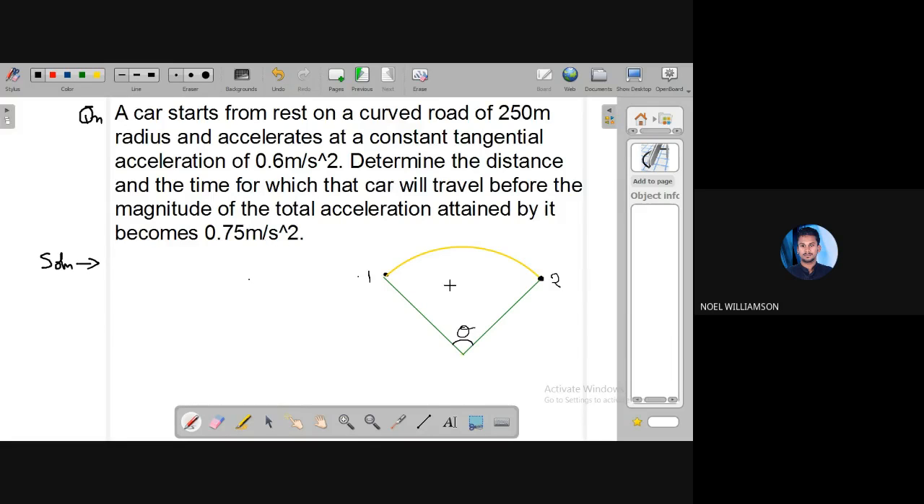The figure is not given. The figure we are going for the solution part. Okay, so completed the question.